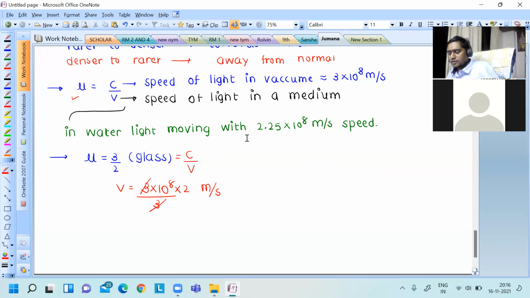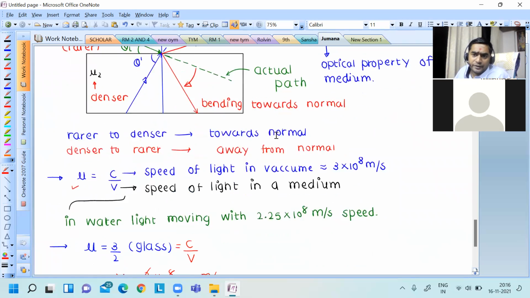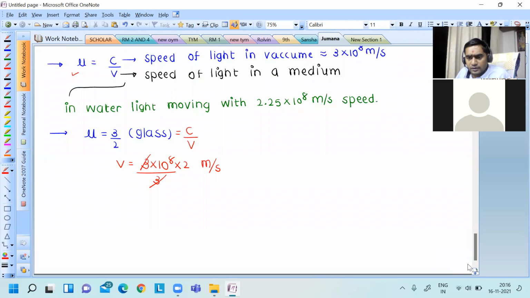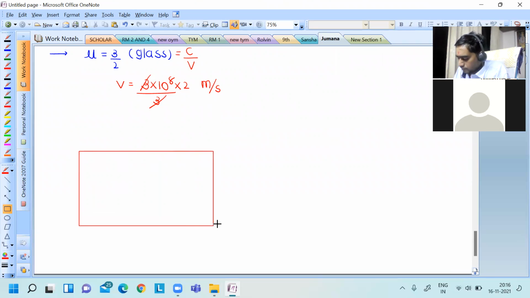Okay, got it. So this is the overall concept of refraction. This is what happens during refraction. Now you have refraction by a glass slab. Yes or no? Sorry, I couldn't hear you. My internet is still not good. Could you repeat? Yeah, of course. Now you have refraction by a glass slab.